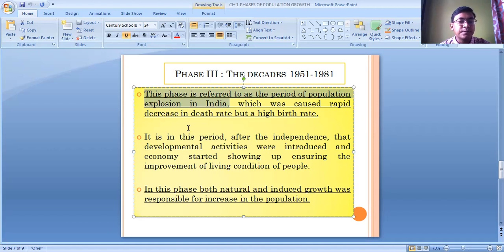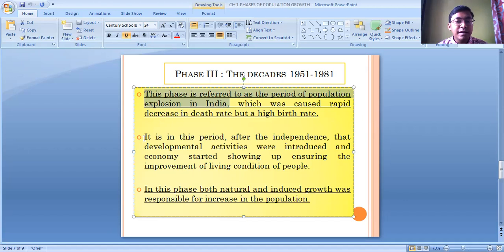But apart from this, in 1947 India got independence, we all know. After the independence, the country got divided into two, India and Pakistan. In the time period between 1951 to 1981, many people from our neighboring countries like Bangladesh, Pakistan, Nepal, Bhutan, Sri Lanka, even refugees from Tibet, came to our country, and this is the reason that the population suddenly increased, and there was a kind of population explosion.